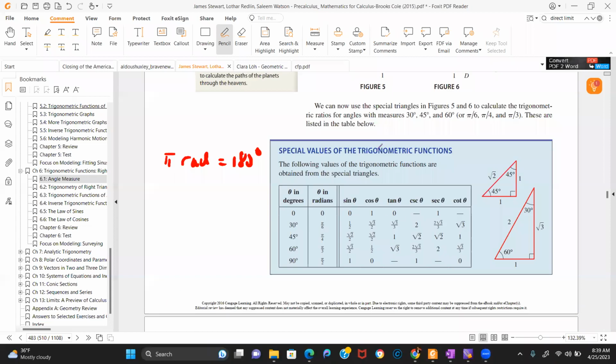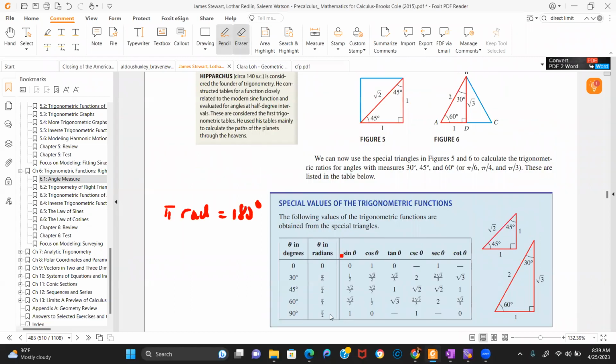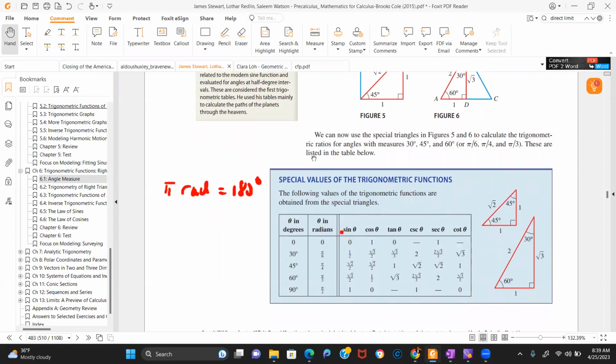So yeah, I wouldn't really memorize this table. I would just memorize the unit circle and then remember this conversion right here.